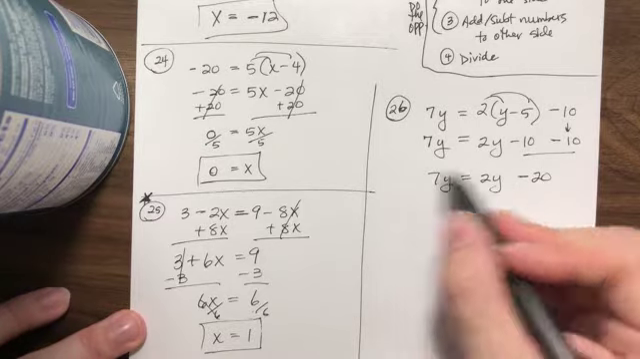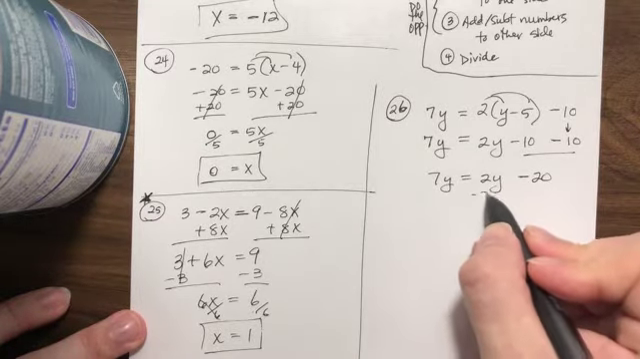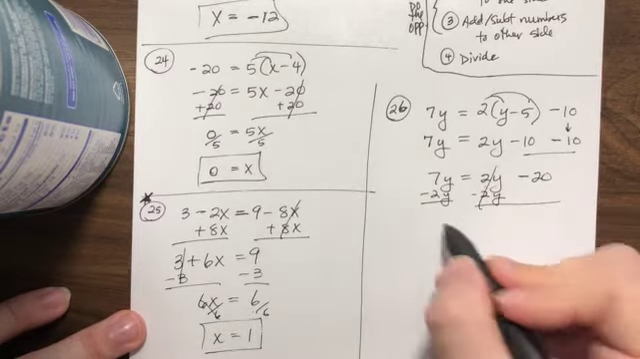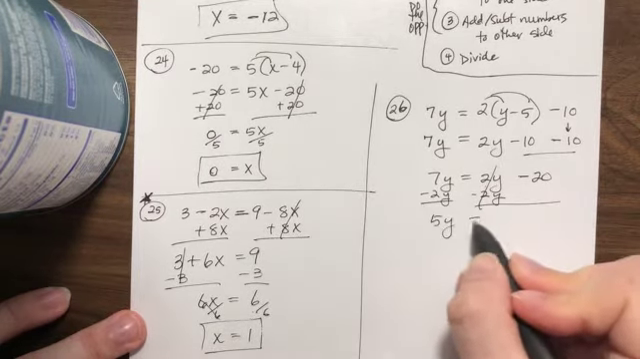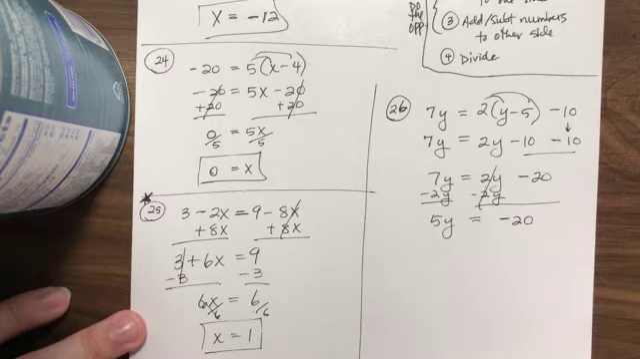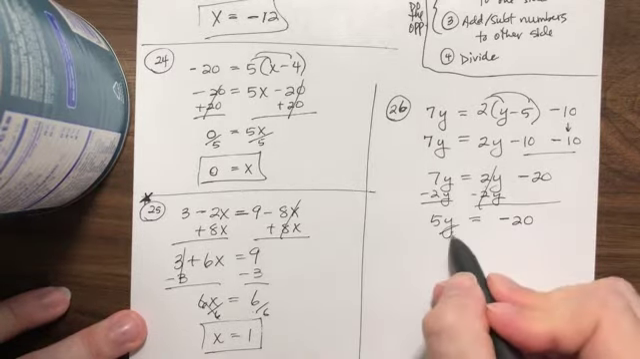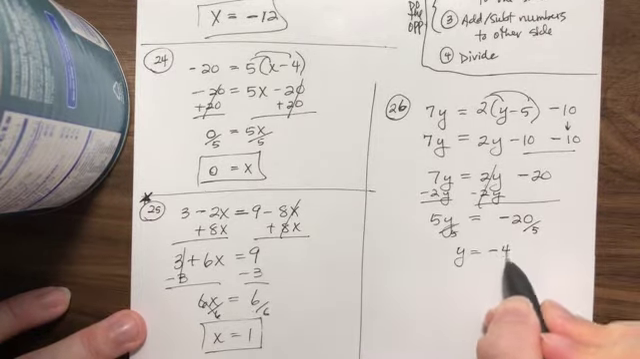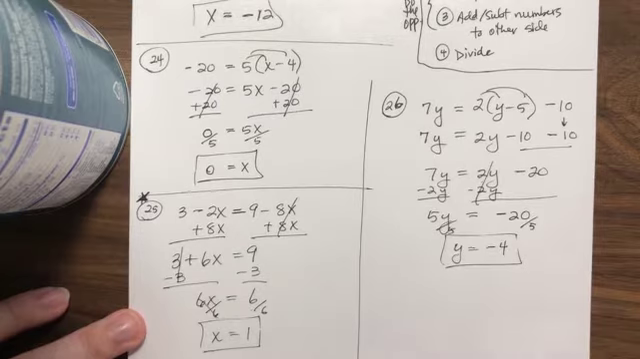All right, and then we got letters on one side, so I kind of want to do minus 2y to both sides. Do the opposite, yeah. That gives me 5y equal to negative 20. All right, letters on one side, numbers on the other. It's what I wanted. It's the name of the game. Divide by 5 is the last step, and I'll get y equal to negative 4.